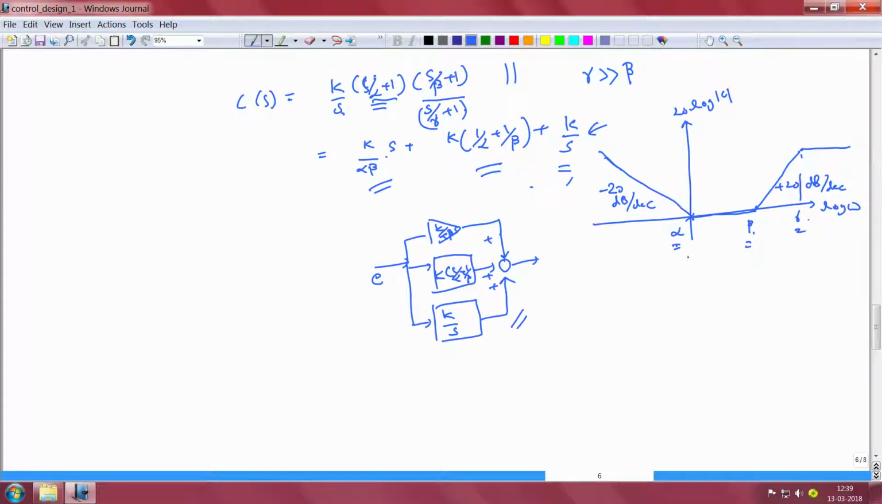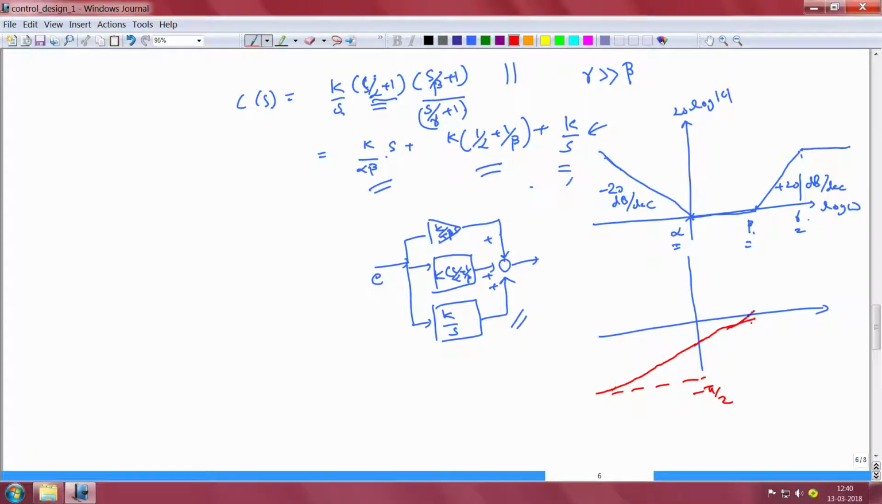How about the phase characteristic? The phase characteristic of this controller will have the integrator's characteristic at low frequencies. So, at low frequencies it will start at minus pi by 2 and then it starts to increase and it is going to be close to minus pi by 4 near this 0 and then it will increase further, it will approach 0.